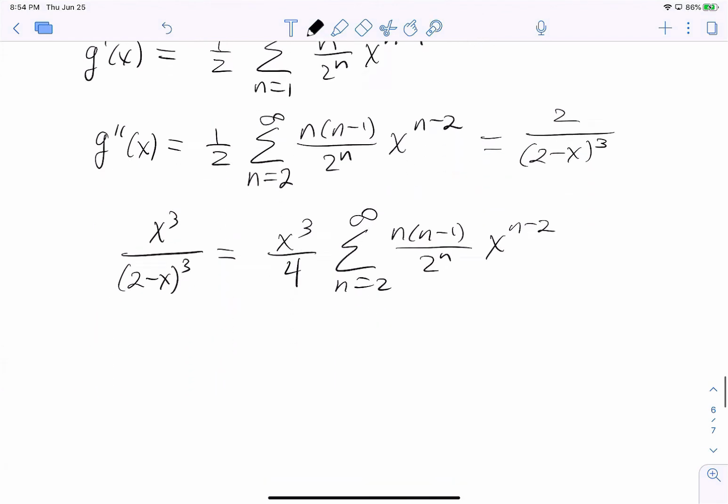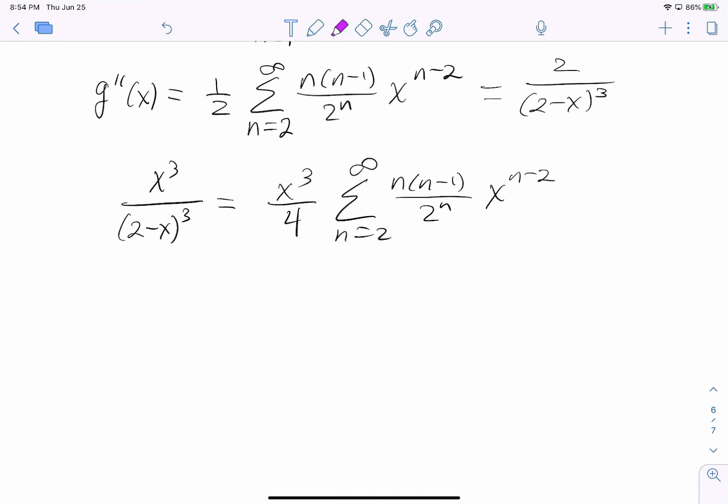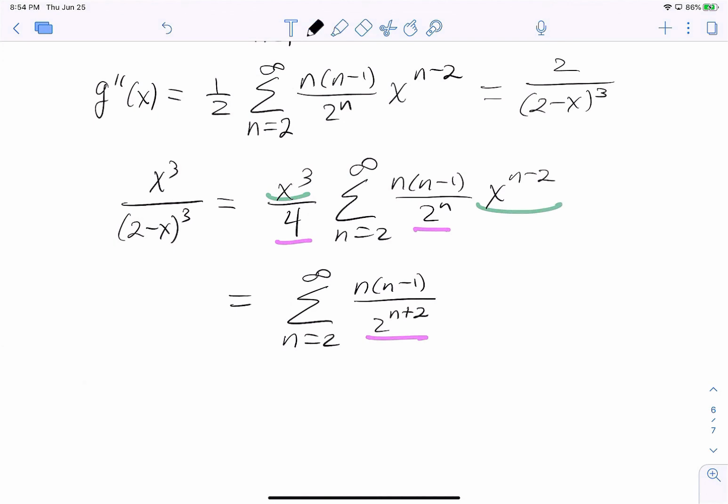Now we can do a little bit of cleanup by combining common bases. We have 2 squared in the denominator outside. We have 2 to the n inside of the sigma notation. So we can say that this is equal to the sum as n goes from 2 to infinity of n times n minus 1 over 2 to the n plus 2. It's the result of combining the bases of 2. But folks, we can further combine. We can combine x cubed with the x to the n minus 2. That's going to give us x to the n plus 1 by adding 3 to that exponent.